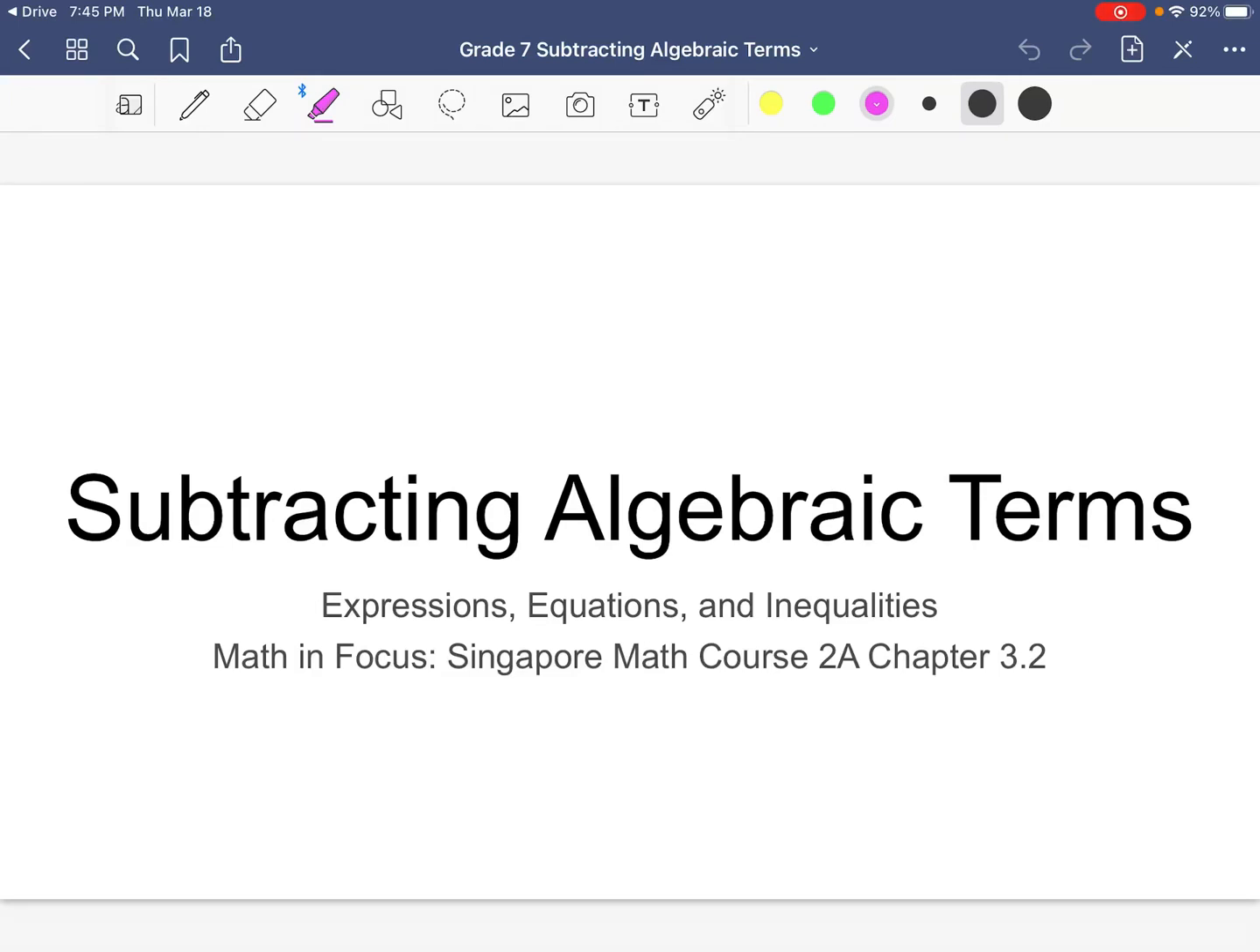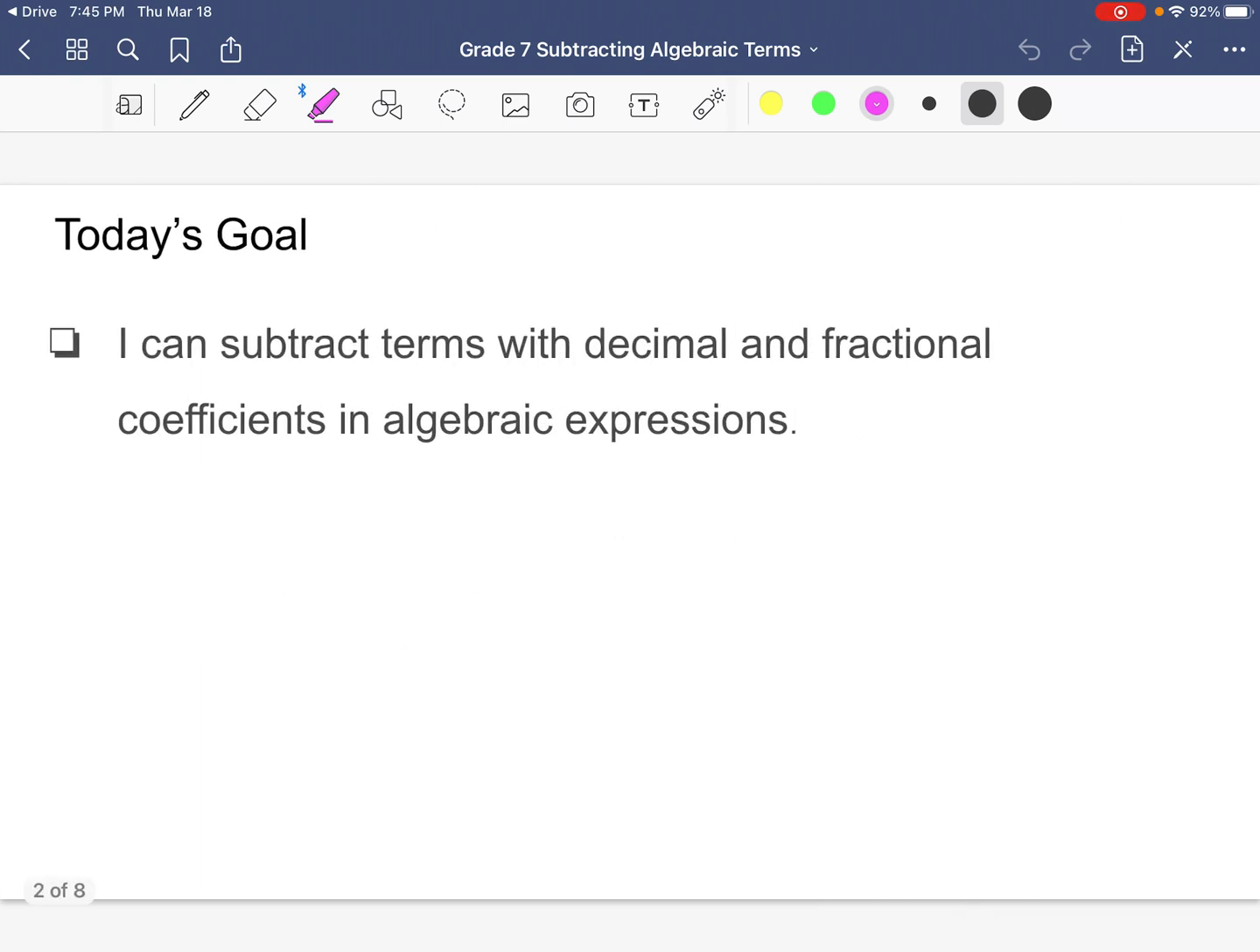Welcome to today's lesson, which is about subtracting algebraic terms. The goal of today's lesson is that you can subtract terms with decimal and fractional coefficients in algebraic expressions.